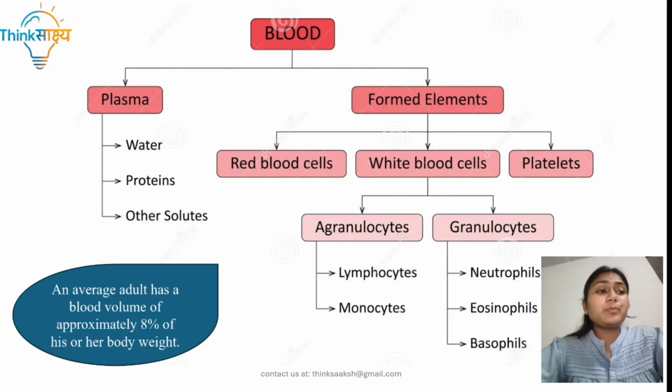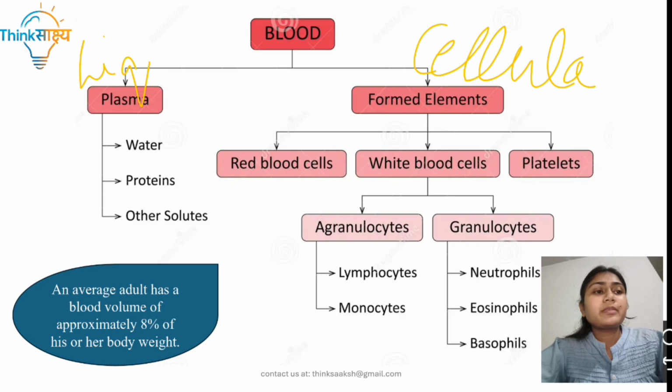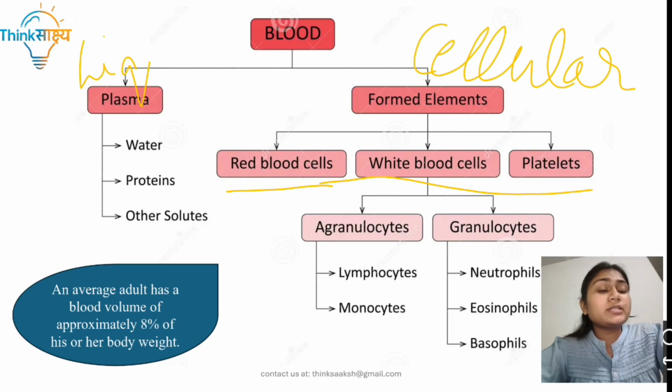First is the liquid portion, that is also called plasma. It is the liquid portion. And second is the cellular portion that is composed of all types of cells. First, red blood cells, that are also called erythrocytes. White blood cells, also known as leukocytes.